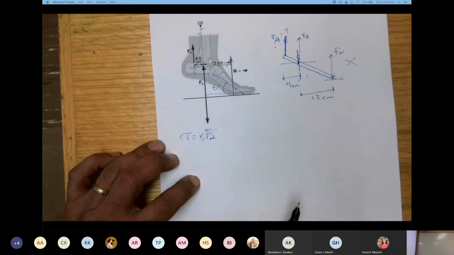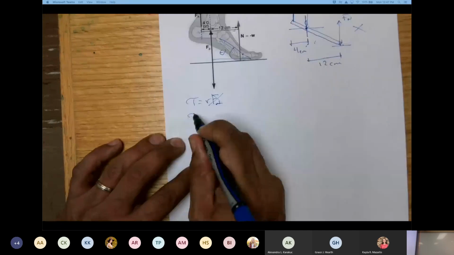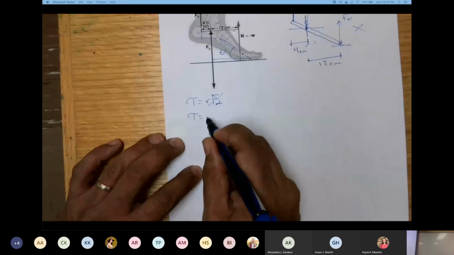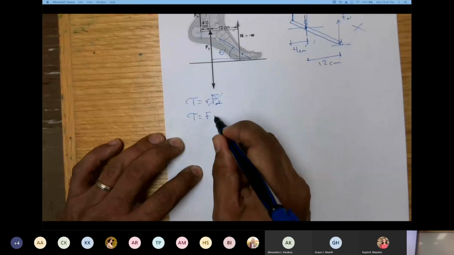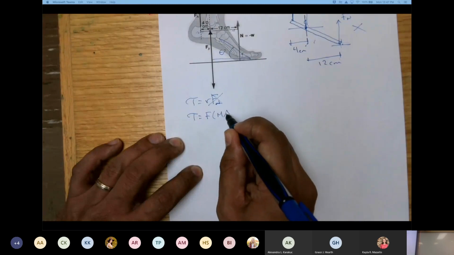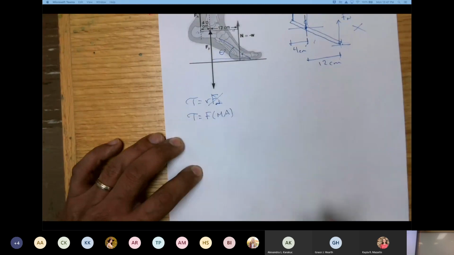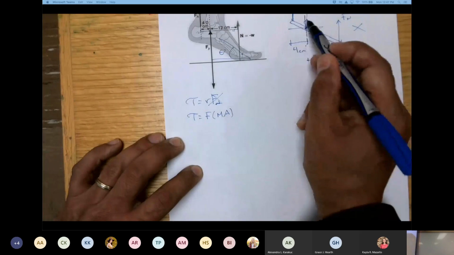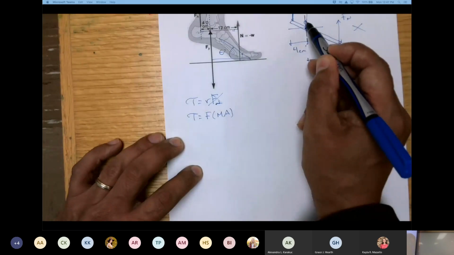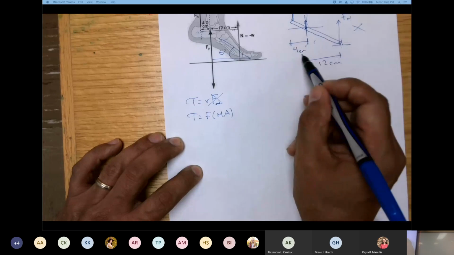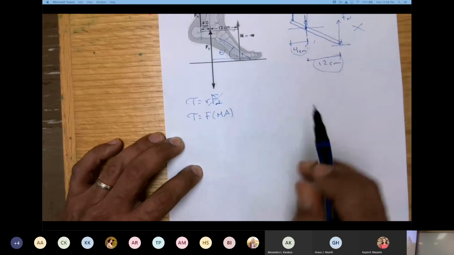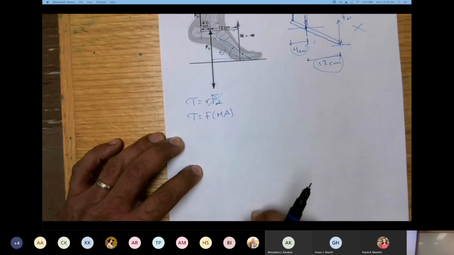There's another equation that we talk about, where you can also say that the torque is going to be the amount of the force times the moment arm. And the moment arm is the shortest distance between the force and the pivot point. These numbers over here, that's the moment arm. And it's very easy to calculate or to measure in real life.